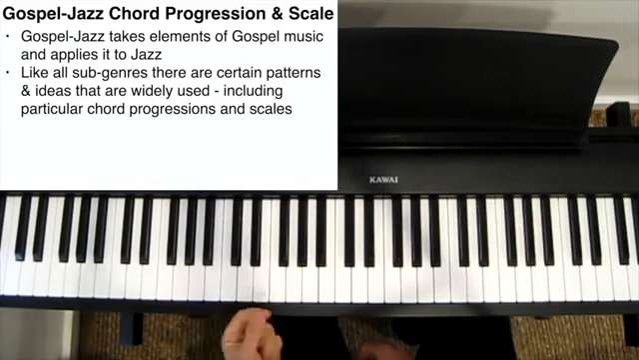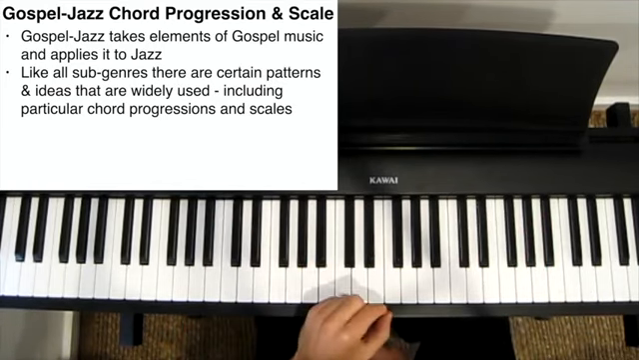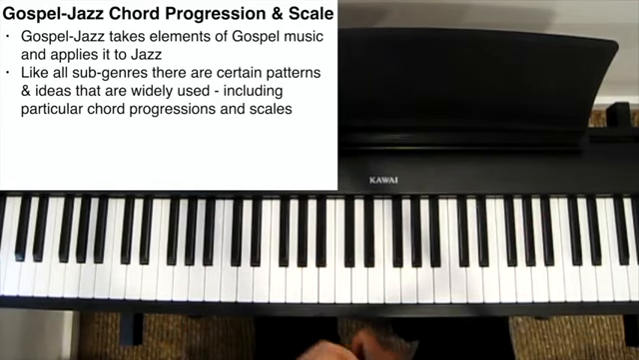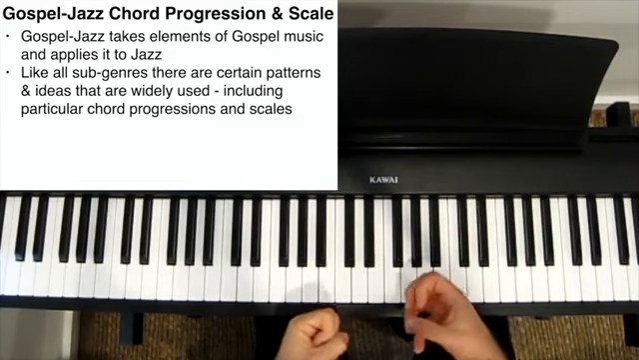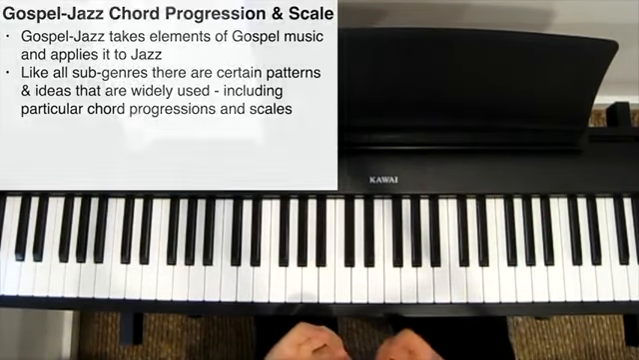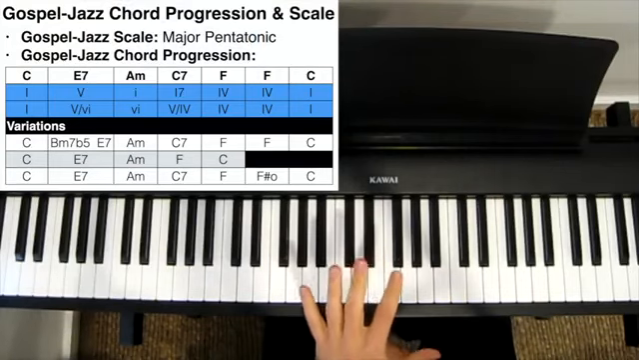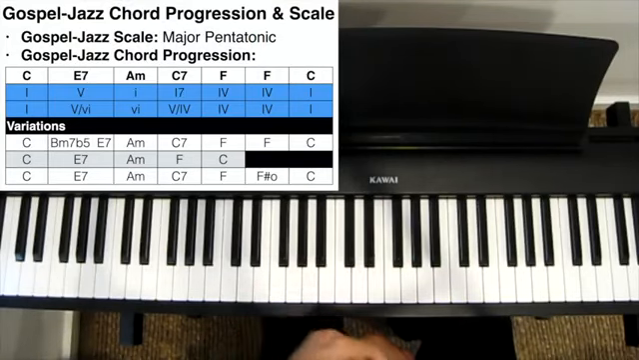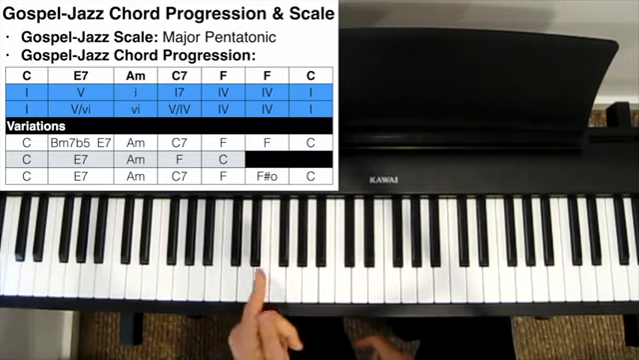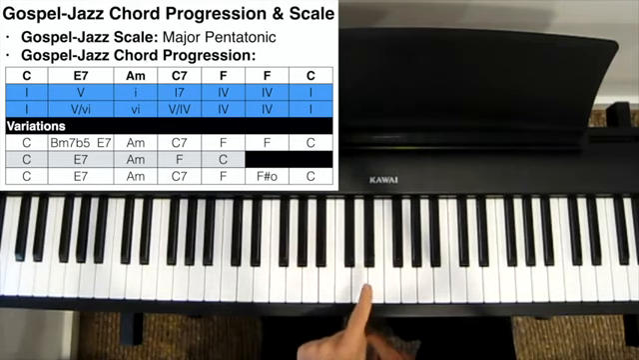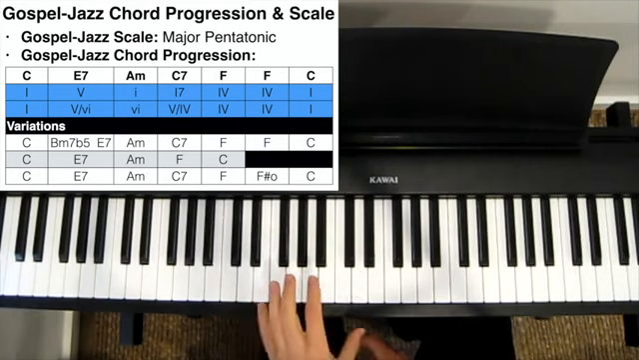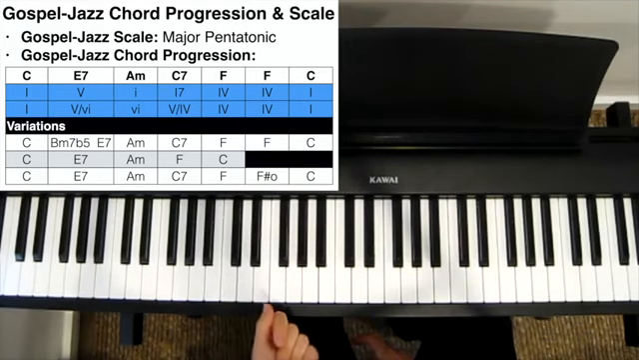And one of these patterns is a particular chord progression that is very widely used in gospel-influenced or soulful jazz. And it is the 1 major going to a 5-1 in the relative minor key, then back to a 1 dominant, followed by a 4-1 plagal cadence.